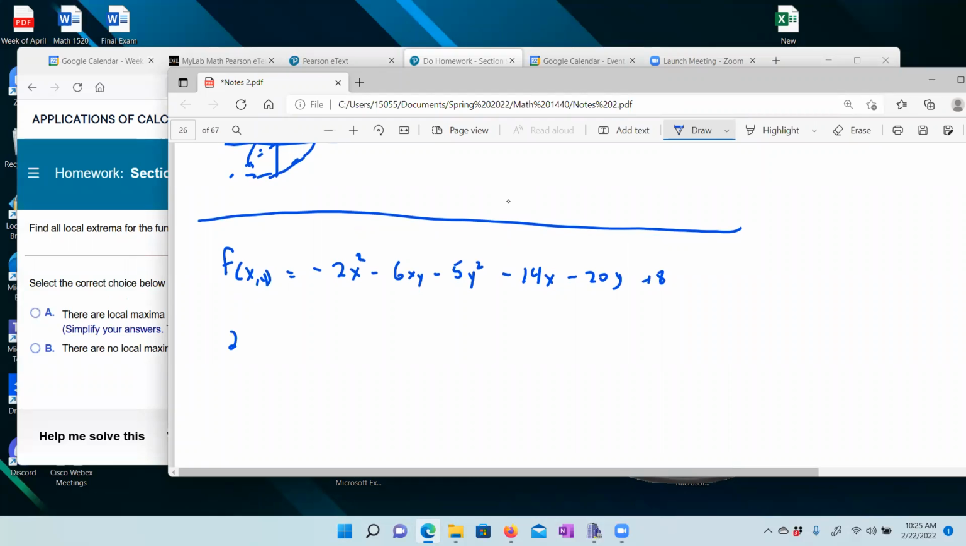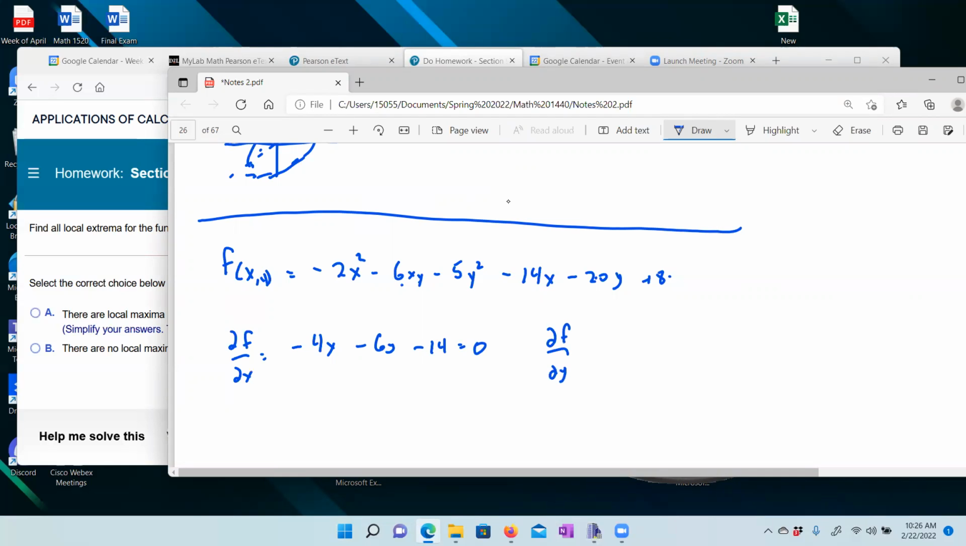Okay, so df dx, the first derivative with respect to x. This is going to be -4x, I'm sorry, minus 6y. We're taking the derivative with respect to x, so this is all partial, so this is constant, we don't care. -14, that is 0, that is 0. So we're going to solve that for equal to 0.